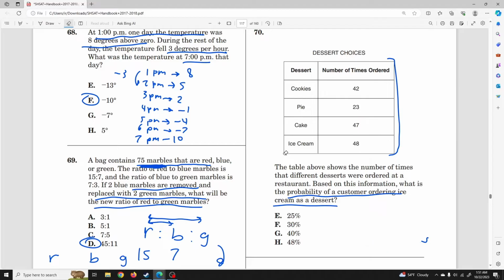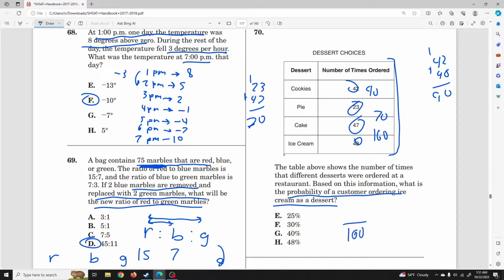So let's find the total. We find that by adding this together. So 23 plus 47, I think it's going to be 60. No, it's going to be 70. Awesome. So this is going to be 70. And here we have 42 plus 48. That's going to be 90. So these two are equal to 90. So 90 plus 70 is 160. So our denominator is 160.